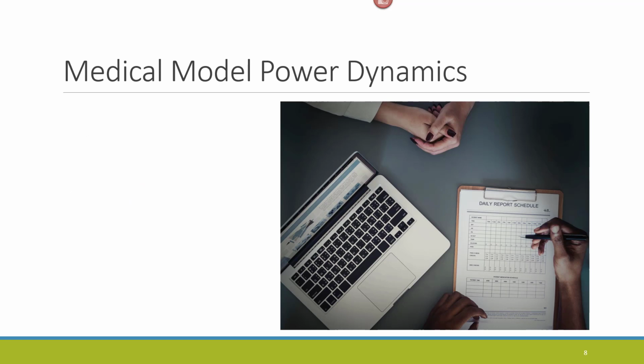The pre-recovery or medical model mindset is to ask, what's wrong with you? In this approach, symptoms are counted, diagnosed, and then medicated. In this model of treatment, a power dynamic is present.